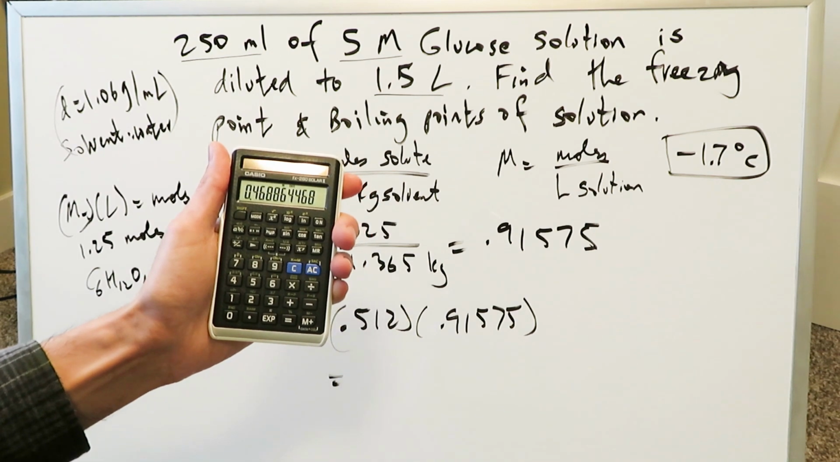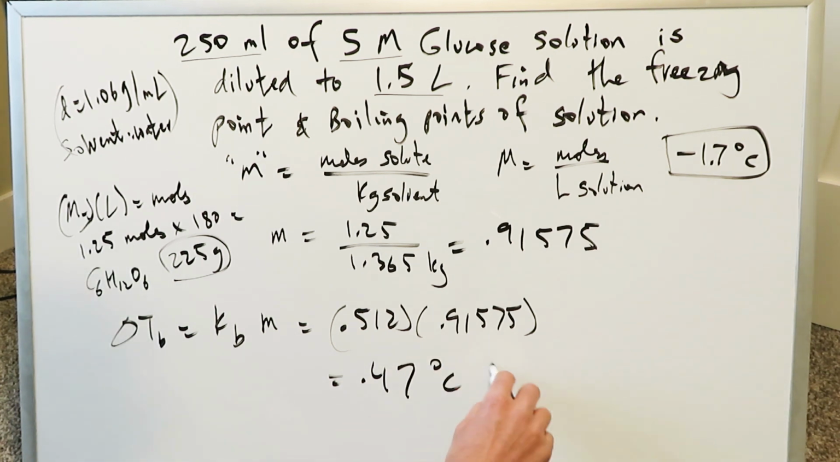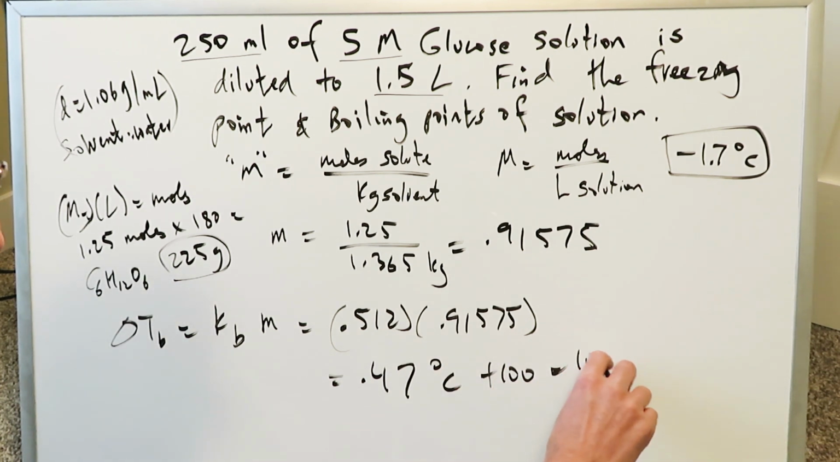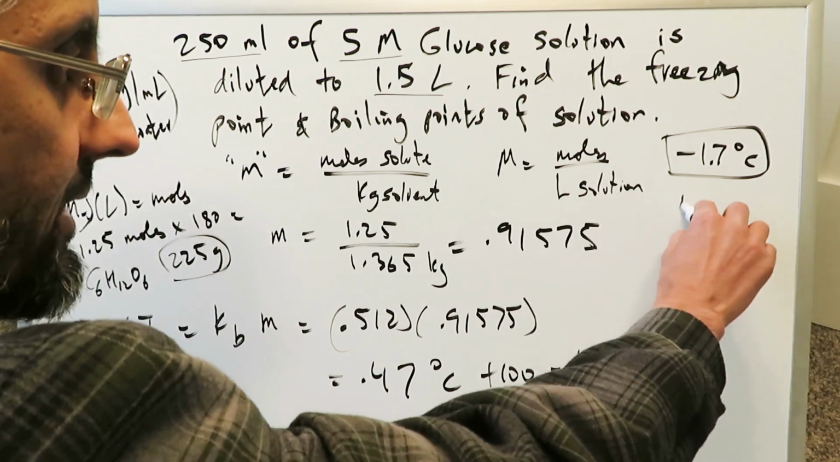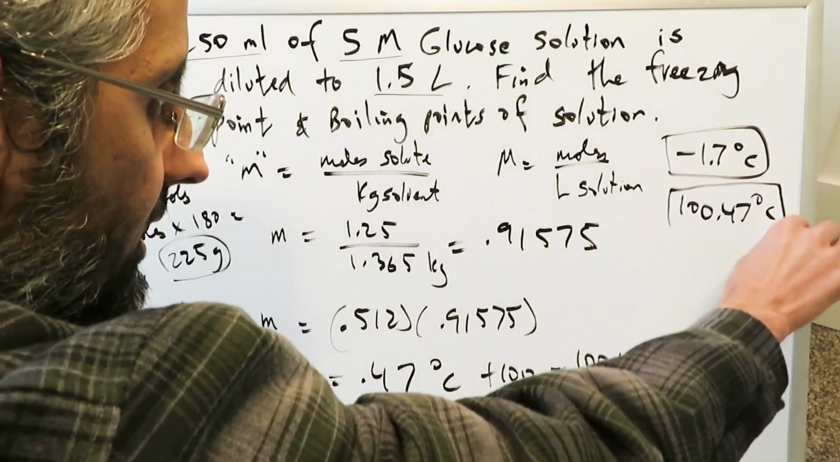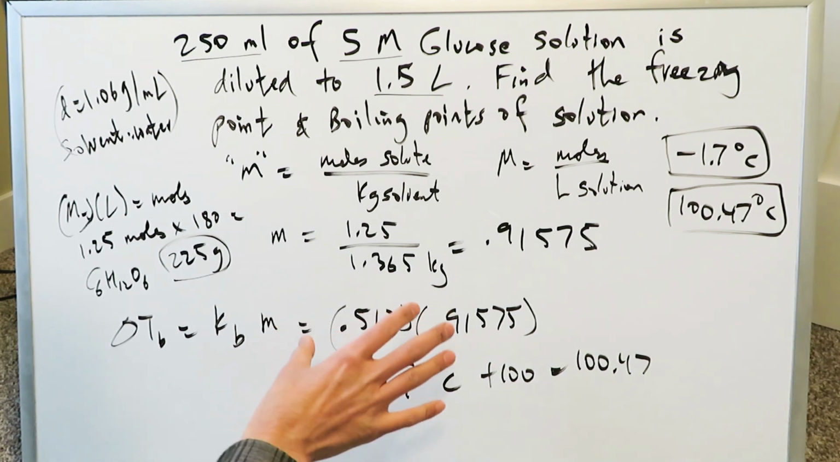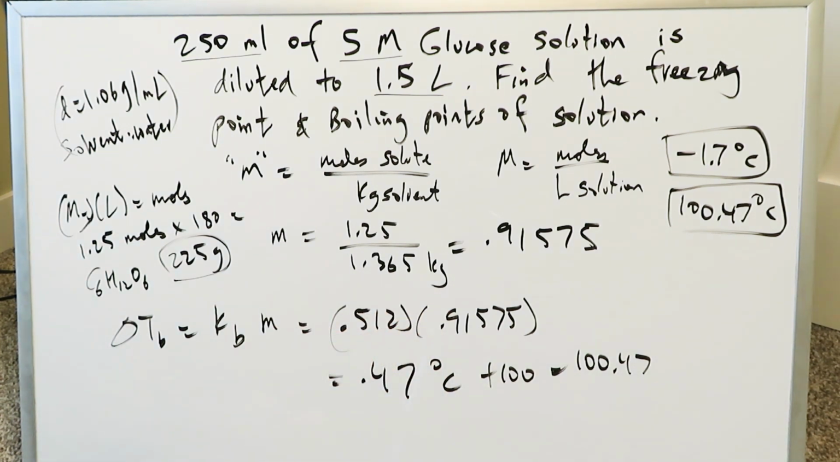I get 0.4688, which I'll round to 0.47 degrees Celsius. But this is with regards to 100, so I'll have 100.47, and that'll be my new boiling temperature. Instead of water boiling at 100 degrees, it'll be 0.47 degrees higher. It'll boil at 100.47 degrees Celsius due to the presence of this glucose solute in the water.